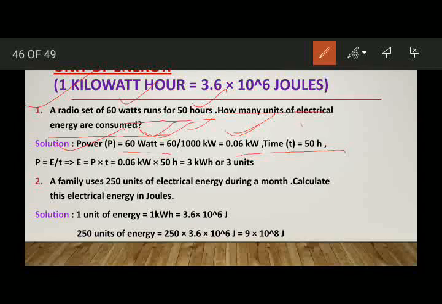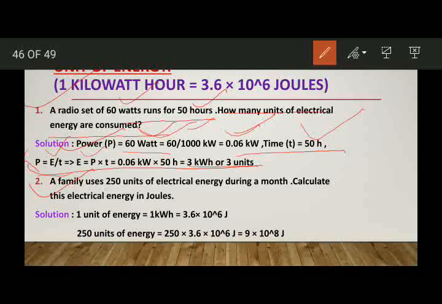Then we have time as 50 hours. Next we have the formula for power as electrical energy by time taken. So if we have to find E, we take T and multiply it by power. Power into T is electrical energy. We put the values of power and time and we get the answer as 3 kilowatt hours or 3 units.